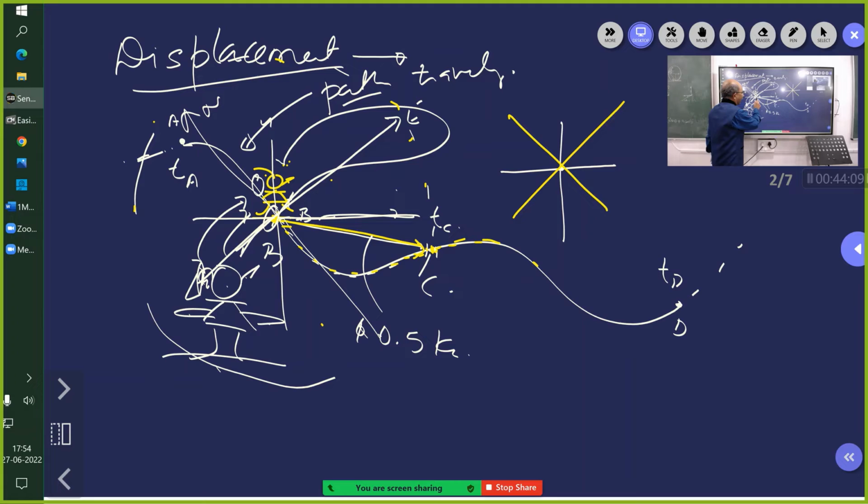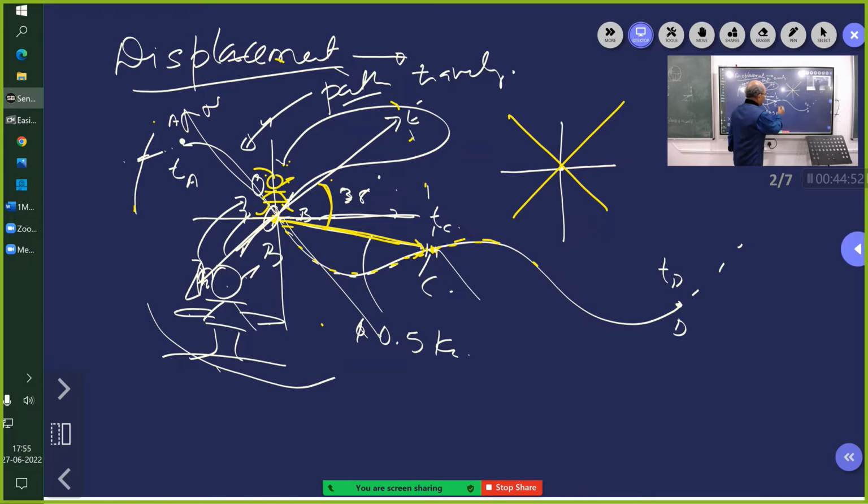Now you tell him, he is at 0.5 kilometers and making an angle of whatever degrees, say 38 degrees. He is at 0.5 kilometers from where I am standing, and he is at a point which, if I join a line from me to him, that line makes an angle of 38 degrees with the east direction. Then you have exactly located the person.